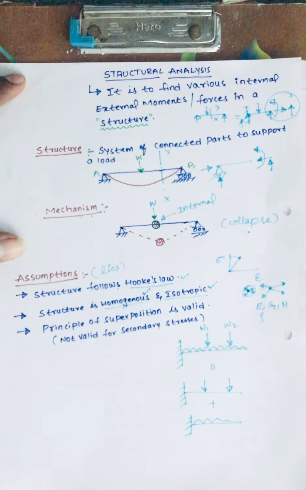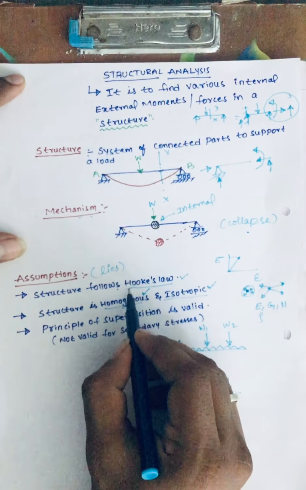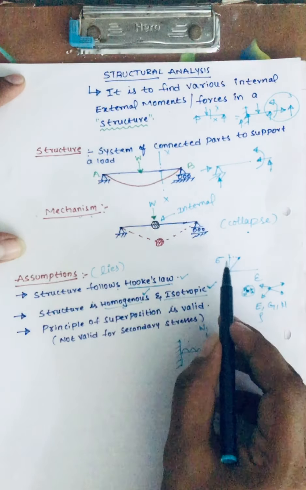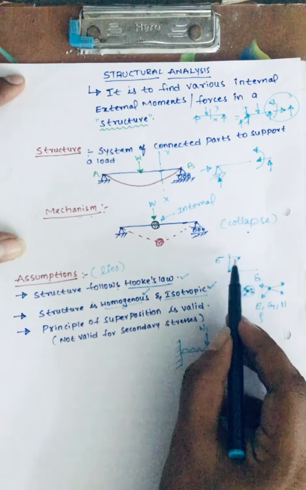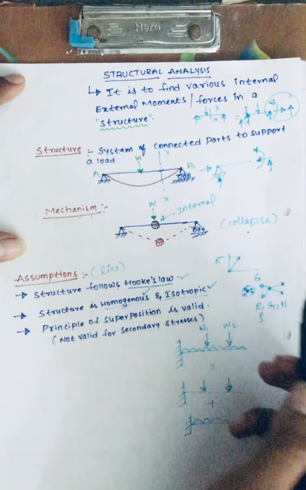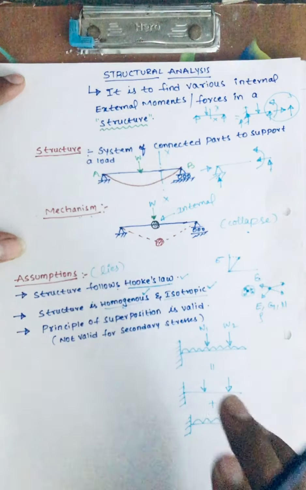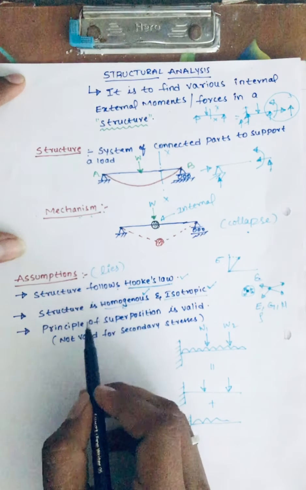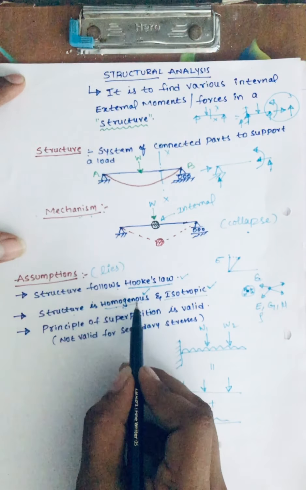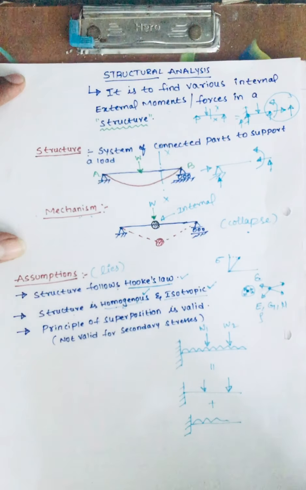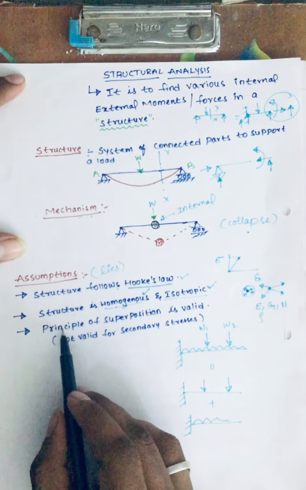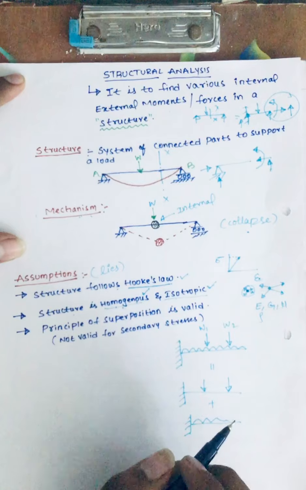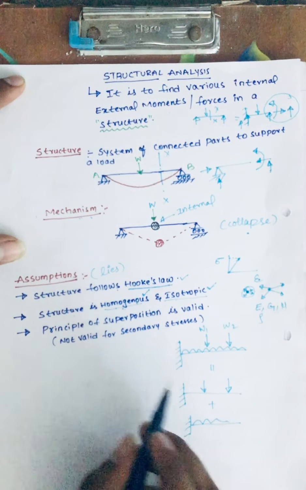The first one is that the structure follows Hooke's law. Hooke's law means stress is directly proportional to strain up to the proportionality limit. In some textbooks they write elastic limit also. The second assumption is that the structure is homogeneous and isotropic. The third assumption is that the principle of superposition is valid. Now, if you see, the structure follows Hooke's law.